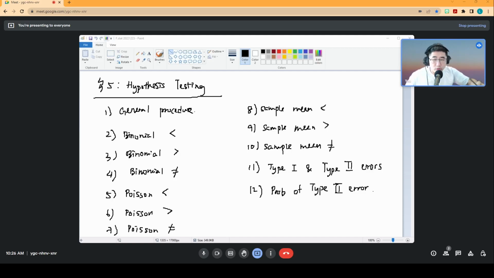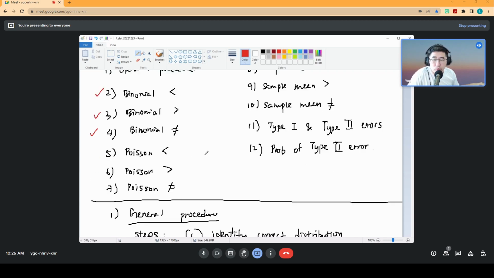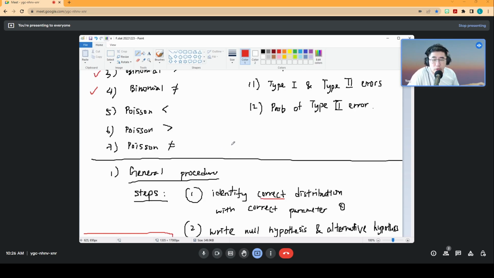Okay, start recording. So from the past, we have completed the hypothesis testing for binomial lesser than, binomial greater than, binomial not equals to. Let's continue with Poisson distribution. Okay, so Poisson lesser than, Poisson greater than, and Poisson not equals to. So okay, just a recap.